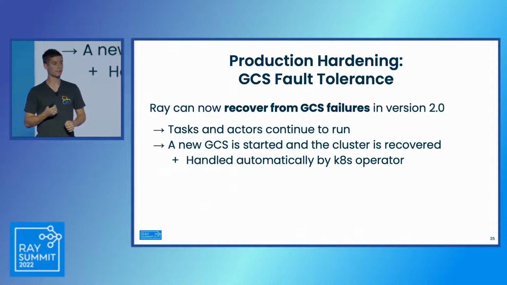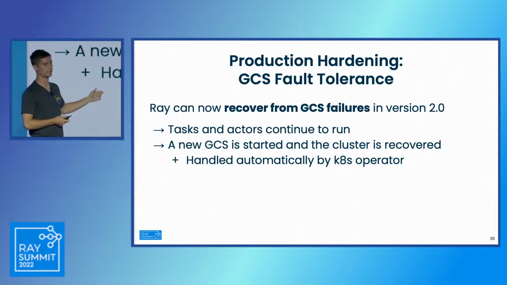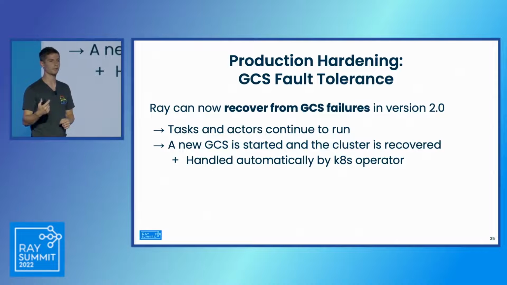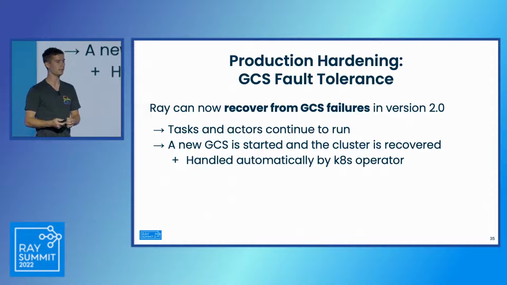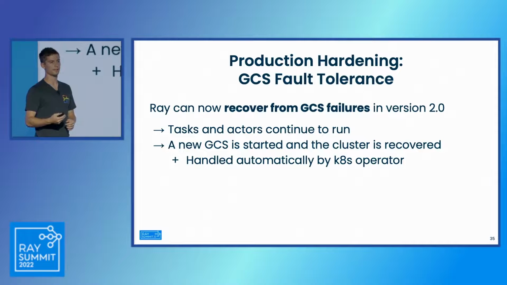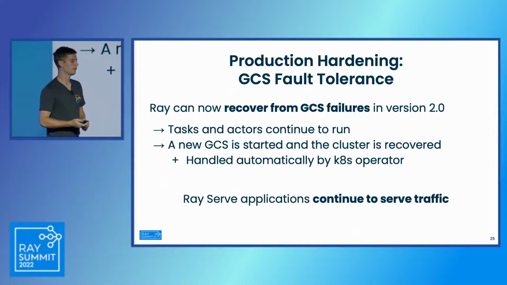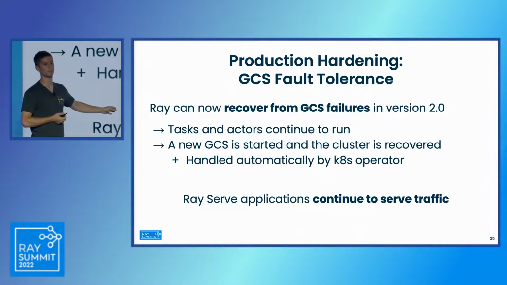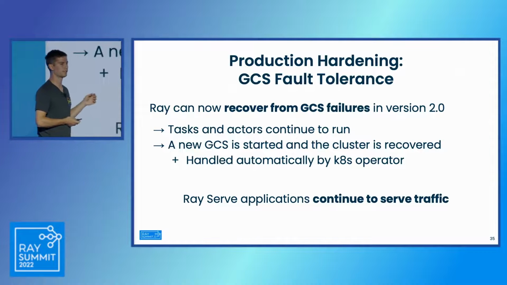So in Ray 2.0, we're really excited to announce that we put in a ton of work and made it so that Ray can recover from GCS failures. If the GCS fails, you can actually still continue to run critical functions like tasks, and actors will continue to run uninterrupted. And when running on Kubernetes, a new GCS will automatically be started, and the cluster will recover to a completely operational state. And the really important part here is that we put in a lot of work to make it so that Ray Serve applications will continue to serve traffic without any disruption during this GCS downtime.